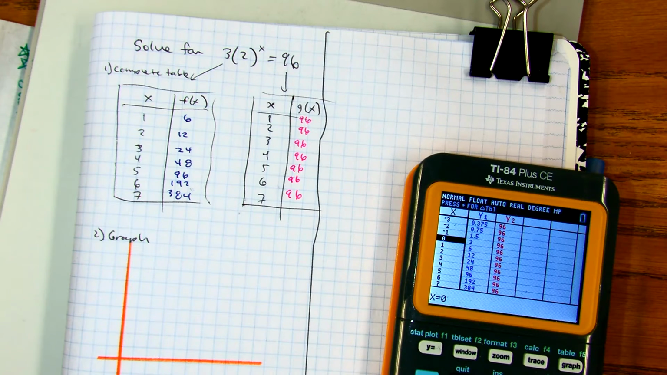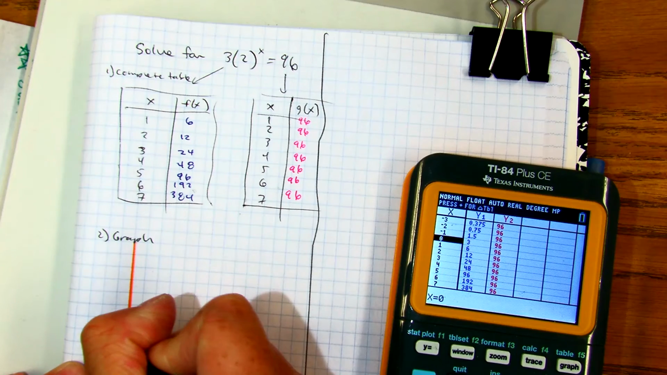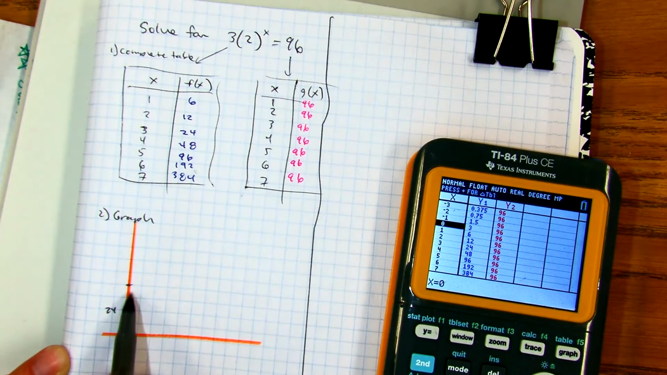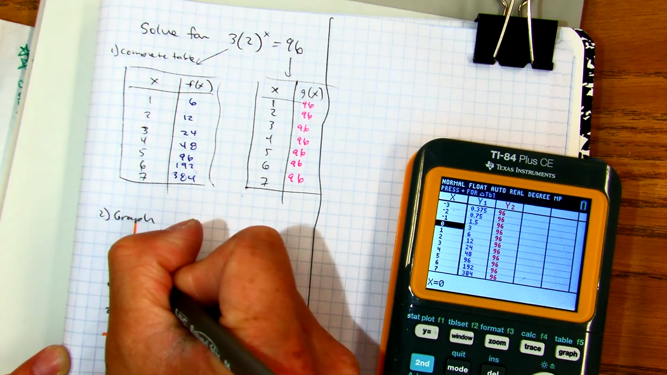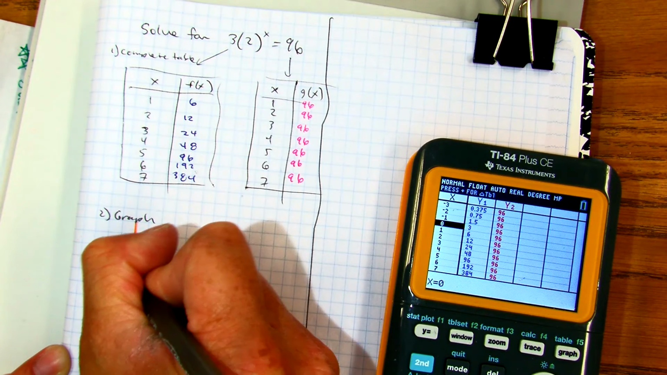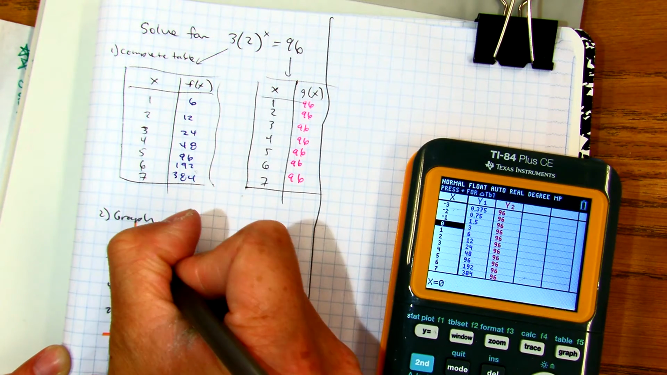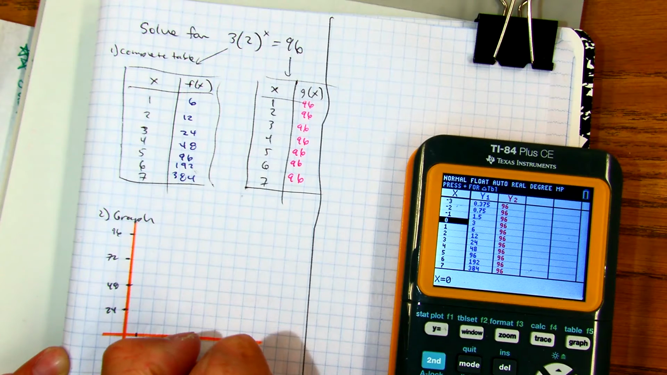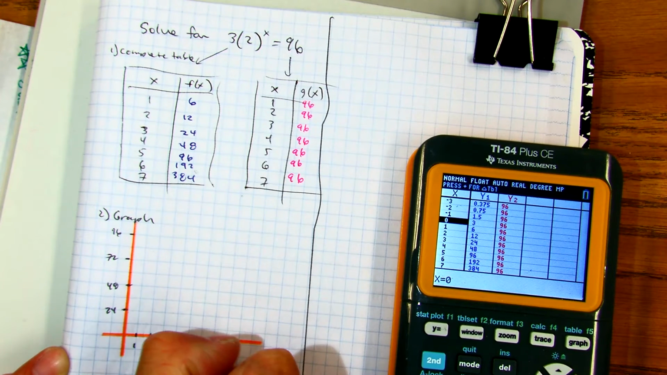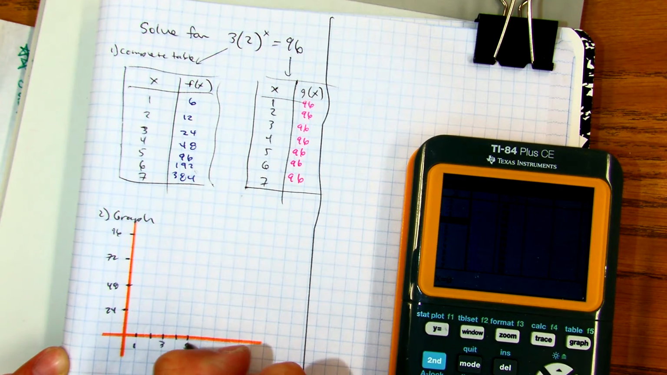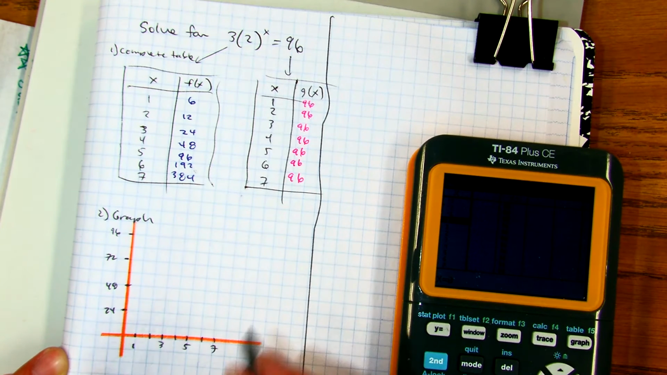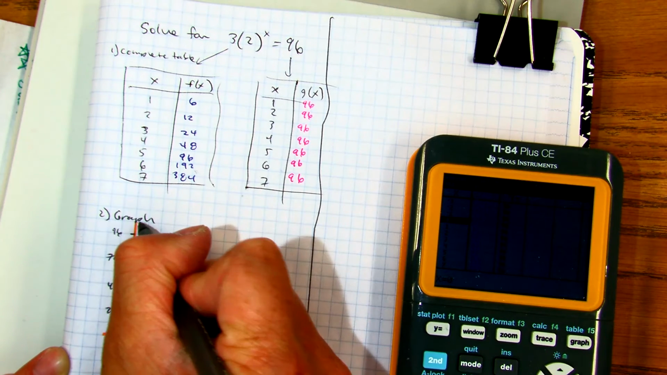Let's pick a scale that would work. Let's see if I count by 24s. 24 or 12s. 12, 24, 36, 48, 60, 72, 84, 96. And over here I'll just count by ones. So labeling your table or your axes, pretty important. This is our x and this is our y.